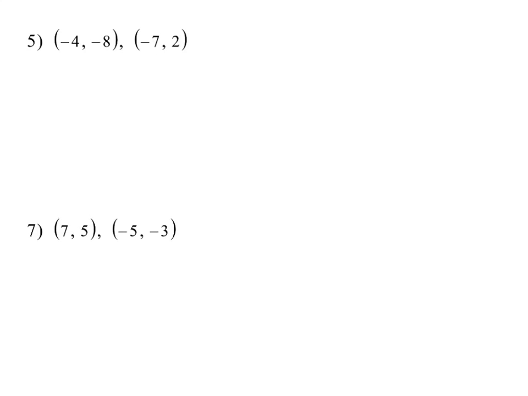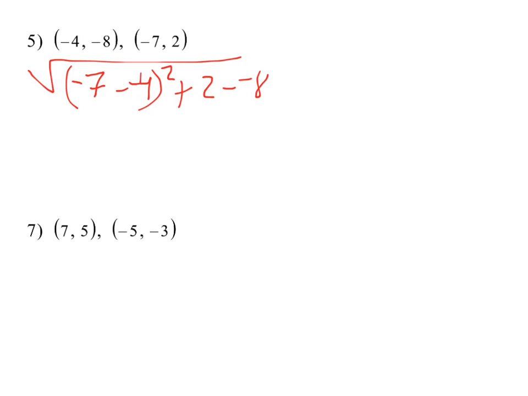And that brings us to the next section, which just gives you 2 points, and then you get the distance between them. I'm going to say the second one is x2, y2 on all these cases, so I'm going to have -7 minus -4. Square that. And I'm going to have 2 minus -8. I'm going to square that.